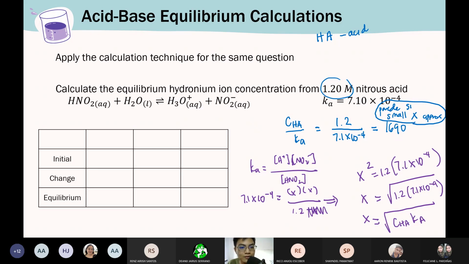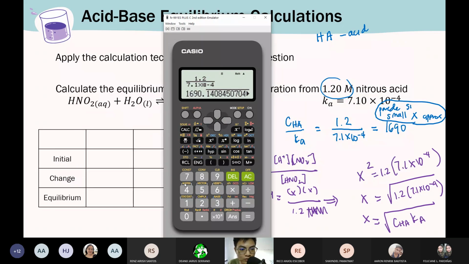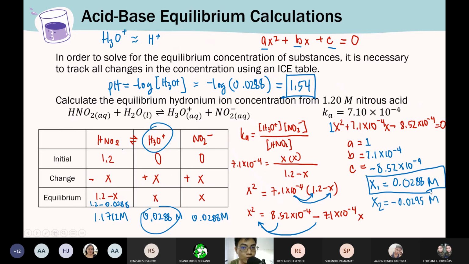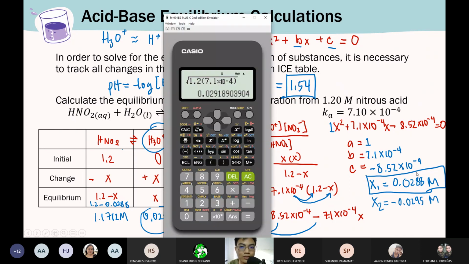Okay. So kunin natin ang square root ni tsaka. Nasaan yung mouse ko? So ano yung concentration ni Cha, no? So 1.2. Ano si Ka? Si Ka ng acid, 7.1 times 10 raised to negative 4. Well, look at our answer. Di ba ito din yung na-solve natin kanina? However, rounded off siya. 0.029. Ito, pag ni-round off mo, ano yan? 0.029. So, yun yung pinaka-goal ng small x approximation.